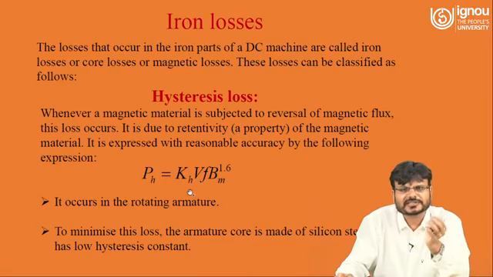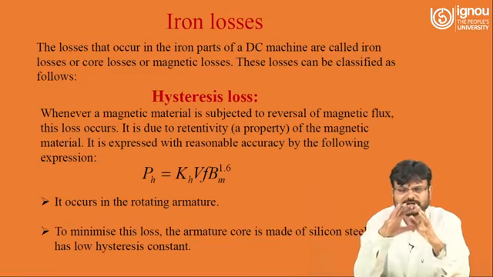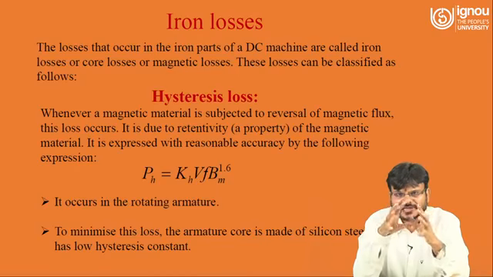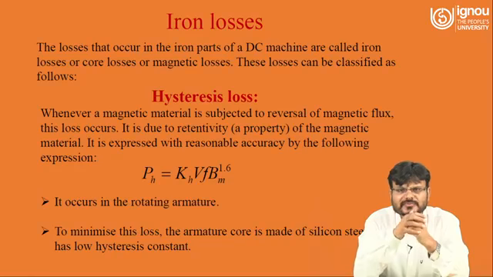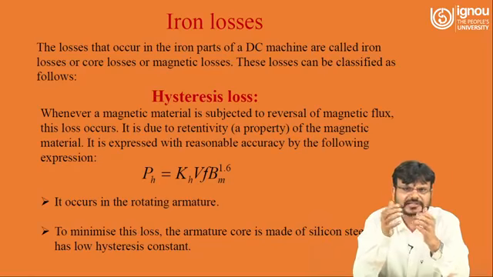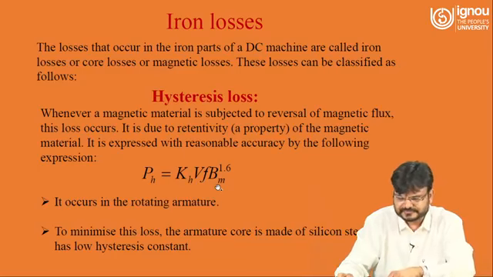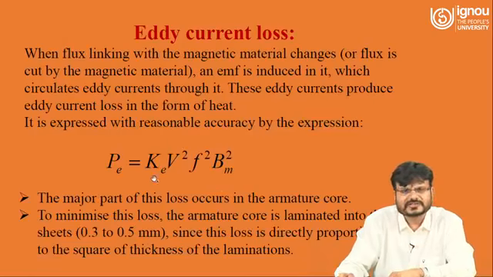K_H is nothing but the hysteresis constant, and V is the volume of the magnetic material. Whatever you are designing as the armature of the motor, that means whatever magnetic material is being used, V is the volume of that magnetic material, f is the frequency, and B_m is basically the flux density. And the eddy current loss is equal to K_e V f squared B_m squared.